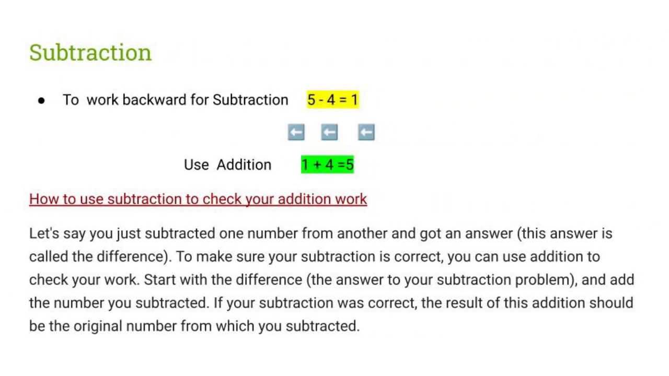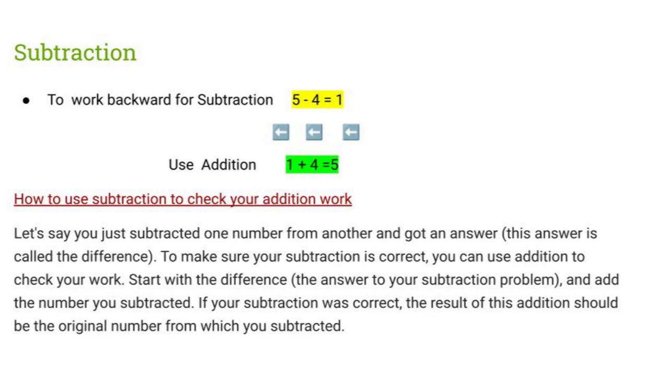Now, let's see how to use addition to check your subtraction work. Let's say you just subtracted one number from another and got an answer. This answer is called the difference. To make sure your subtraction is correct, you can use addition to check your work. Start with the difference, the answer to your subtraction problem, and then add the number you subtracted. If your subtraction was correct, the result of this addition should be the original number from which you subtracted.